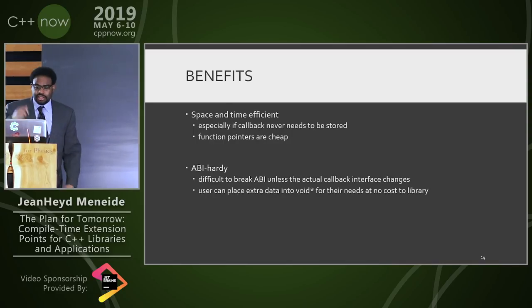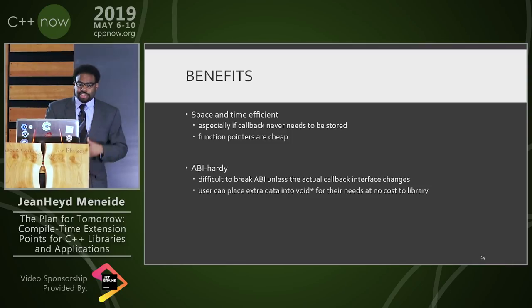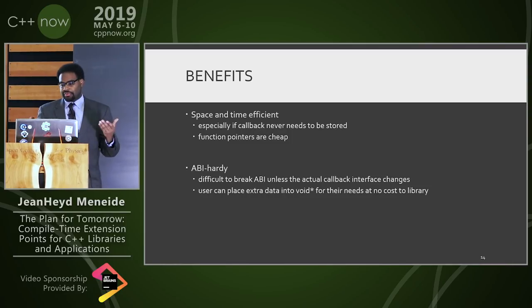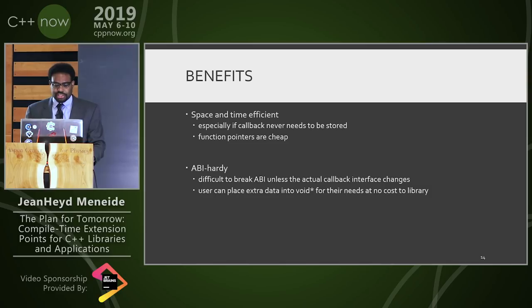However, here are the benefits of it. It's space and time efficient, especially if you never actually need to store the callback. If you're always having inline and synchronous execution, it's cheap. Function pointers are cheap, function ref is cheap, all of that stuff is very cheap and easy to come by. It's also ABI hardy. It's very, very difficult to break the ABI unless you actually change the callback interface.